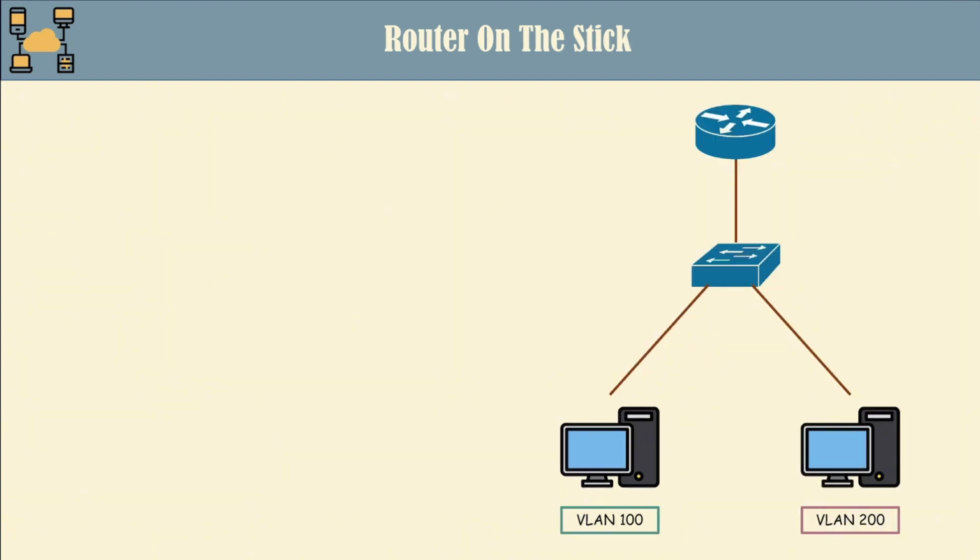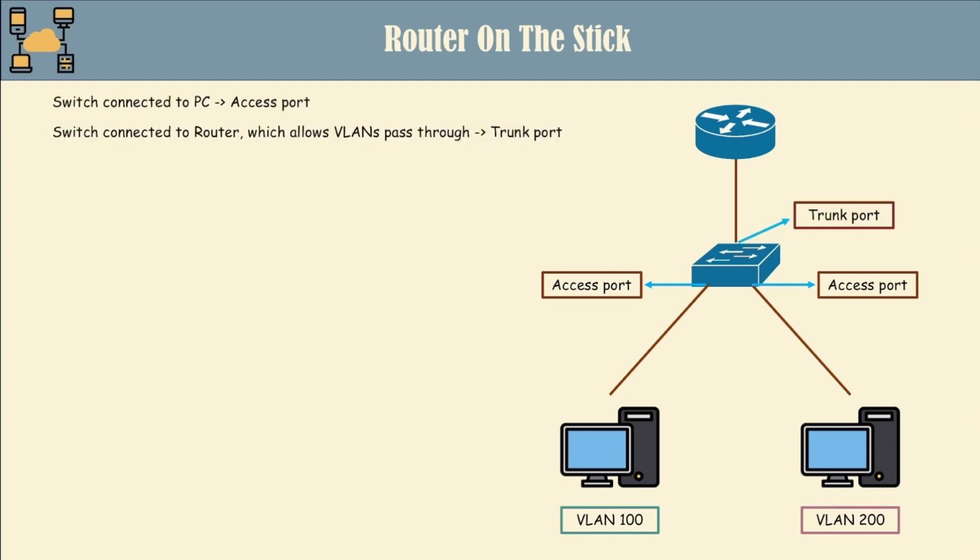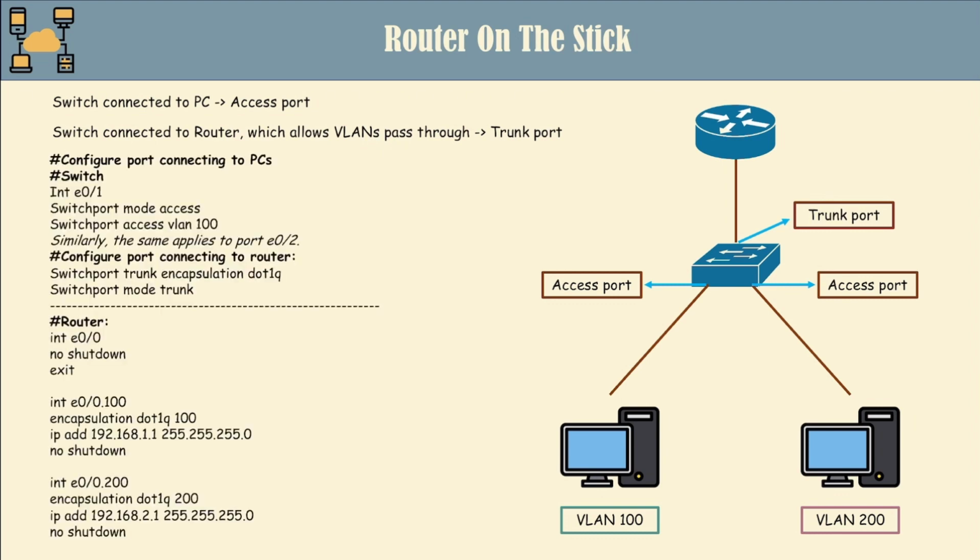Let's move on to how to configure this diagram. Initially, when PCs are connected to the switch, the ports are set to access mode. However, the port connecting to the router and allowing multiple VLANs to pass through is configured as trunk mode. This is the basic configuration on the router on a stick diagram. You can pause the video to look at it.